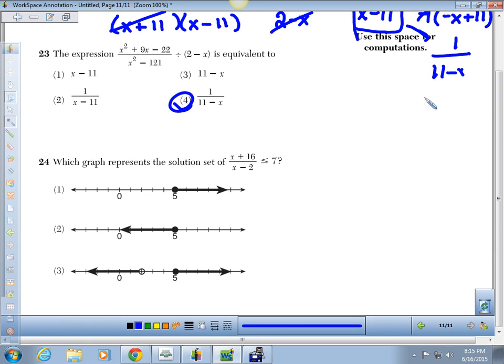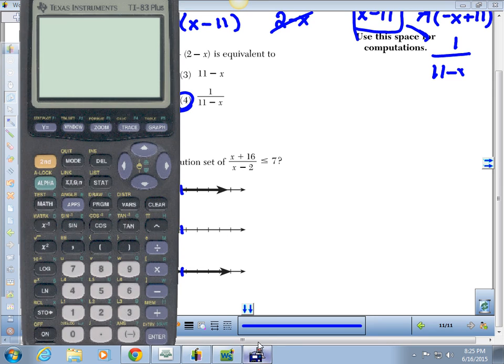Can 24 be done in the calculator as well? It absolutely can be. Okay. You want to test a value on each side of every number that they have circled, and just test it into the inequality to see which one works. Okay, so let's do this one. We haven't done this one in a long time.